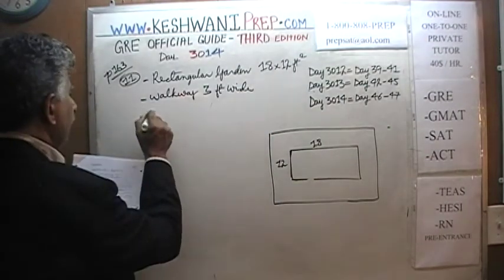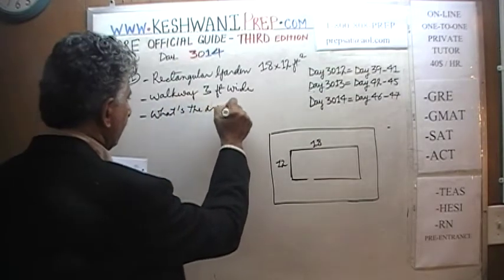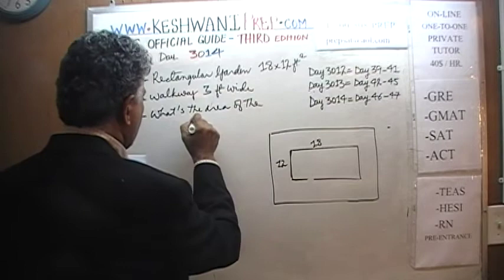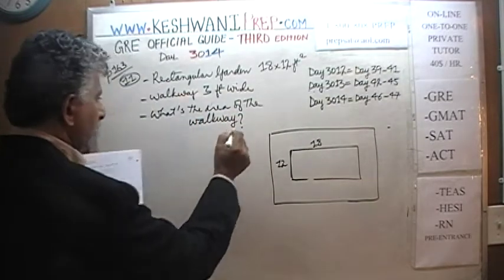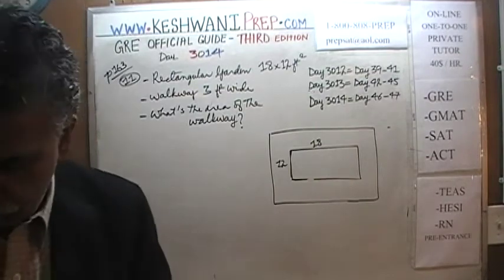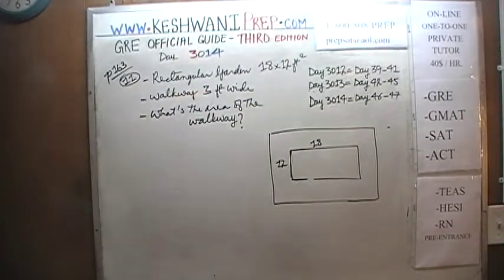The question simply is, what's the area of the walkway? Very simple, very straightforward question. What is the area of the walkway? Let's find out, shall we?